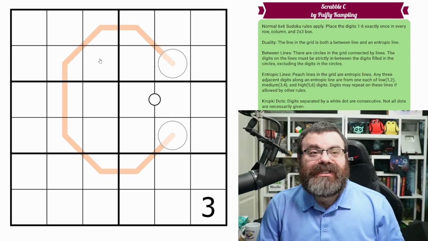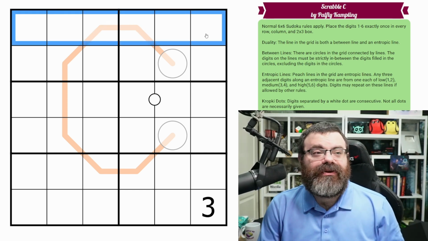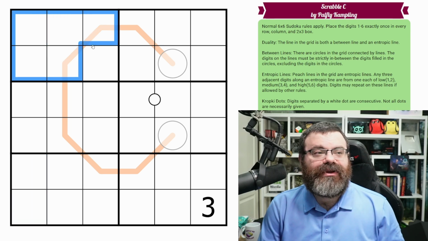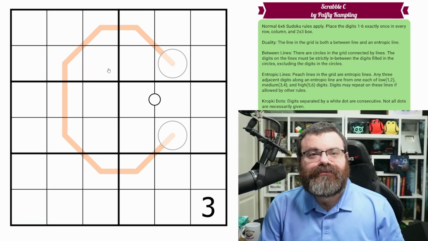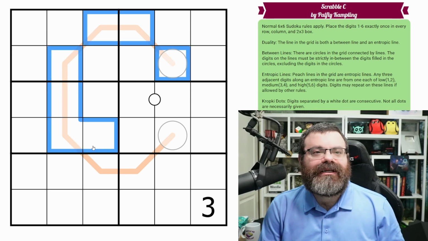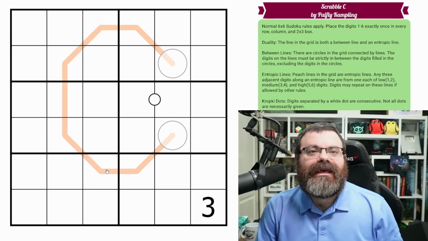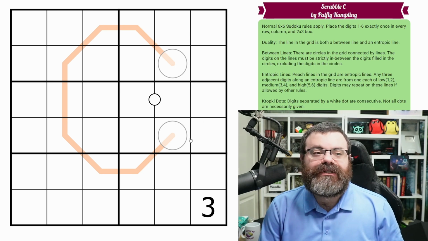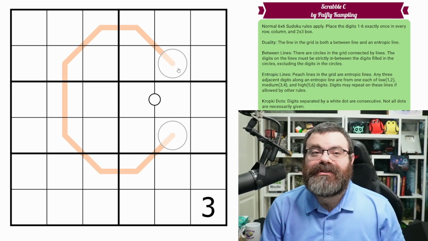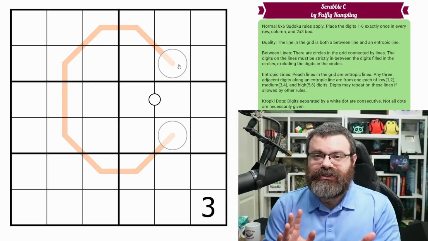We do have normal 6x6 Sudoku rules, so in each row, each column, and each 2x3 box, we are placing the digits 1 to 6 exactly once each. We also have duality, in that this line in the grid is both a between line and an entropic line. I'm going to go through the rules one at a time as if it weren't both, because I think part of the puzzle is figuring out how both interact.